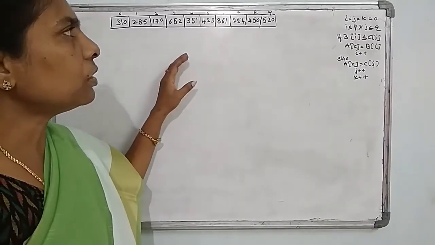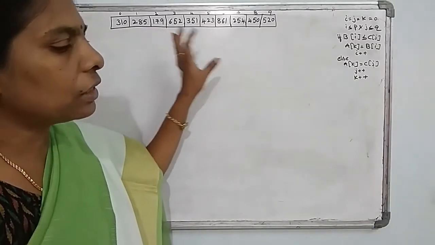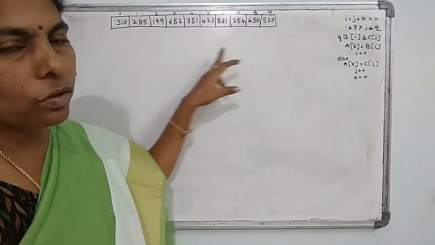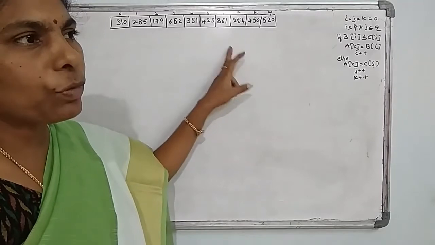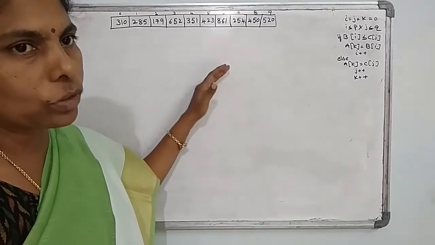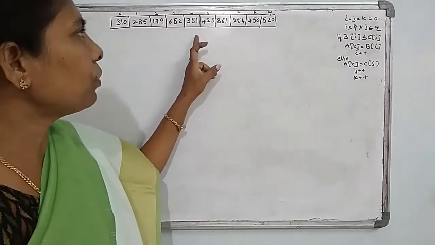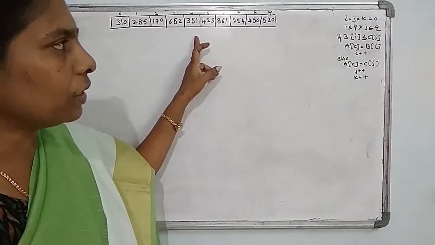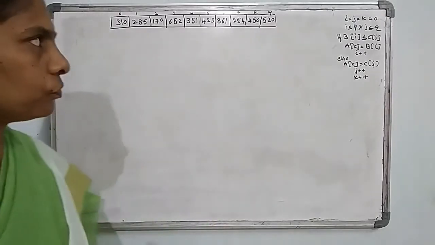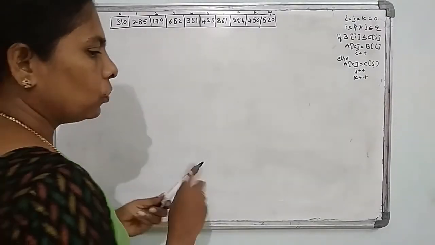If you are applying merge sort, first of all you divide the entire set of elements into two parts. The total is 10 elements, so you divide 10 by 2, that means 5. The first 5 elements come under one array, that is B, and the other 5 elements come under another array, C. So this is divided into two parts.